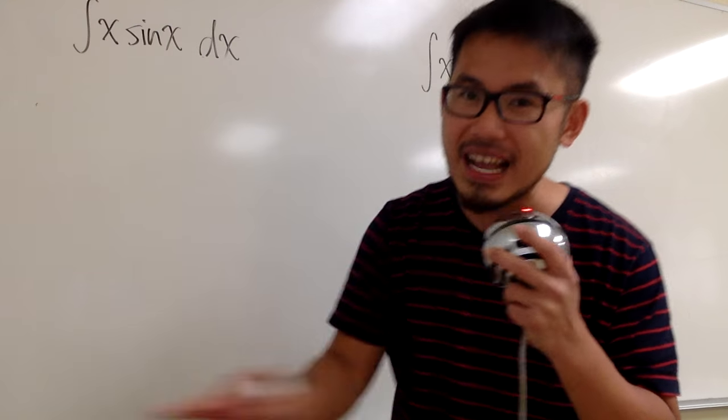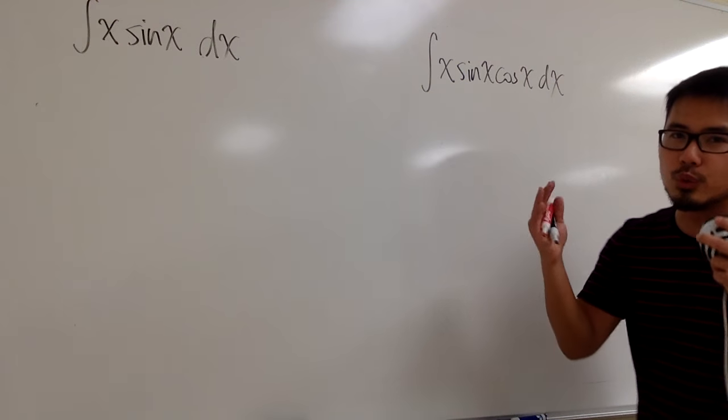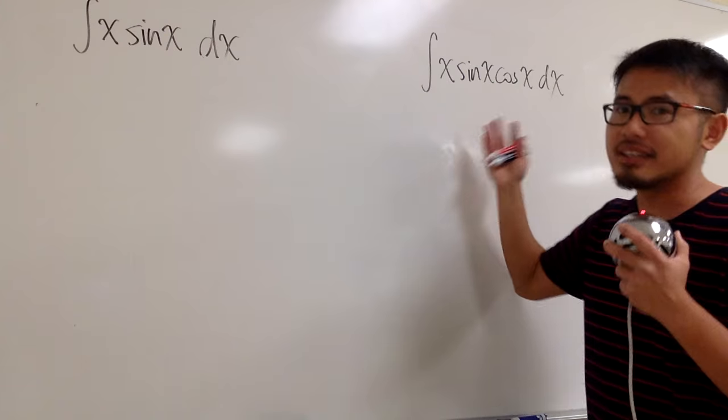This is the integral battle, the fast version. The first one, the integral of x times sin x. The second one, the integral of x times sin x times cosine x. Which one would you rather do first? This has three things multiplying together. I think this is too much.